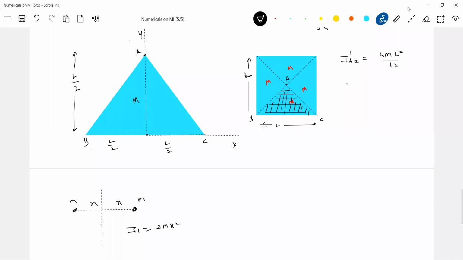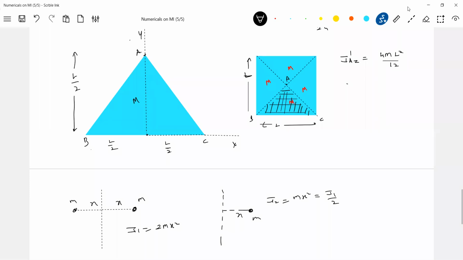Similarly, if I remove one of the particles, tell me what will happen to the moment of inertia? It has become mx square only. Then what is I2? So shall I say I1 by 2? So when you remove that symmetric part, what will happen? The moment of inertia will reduce by half.